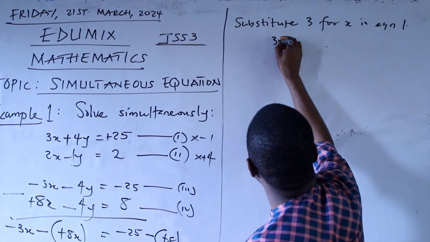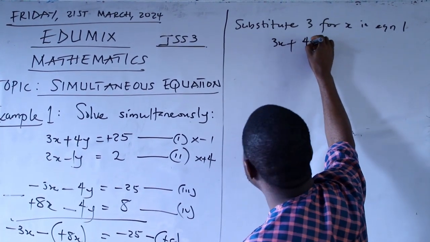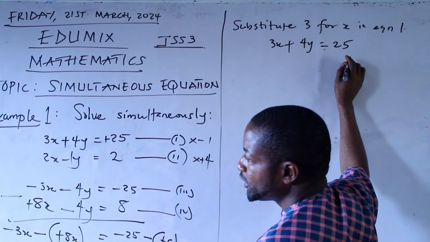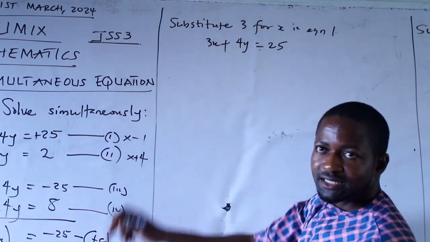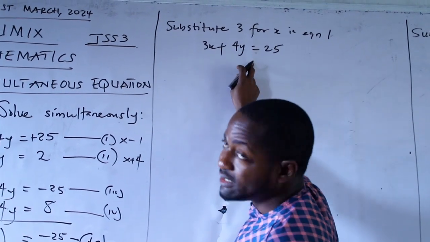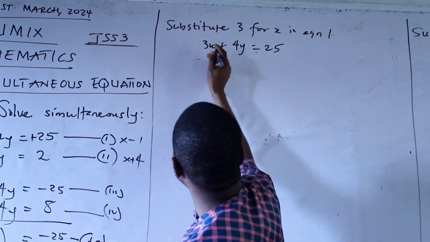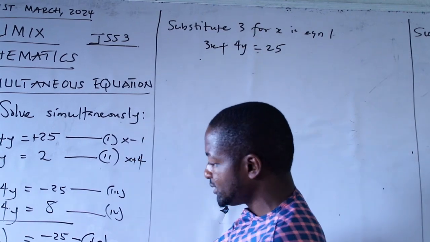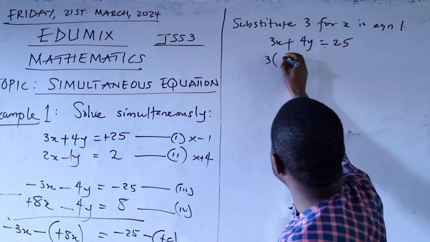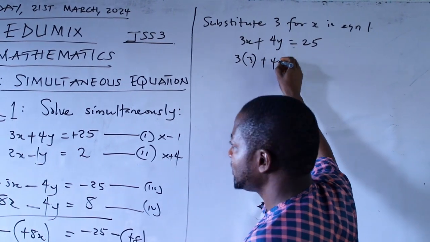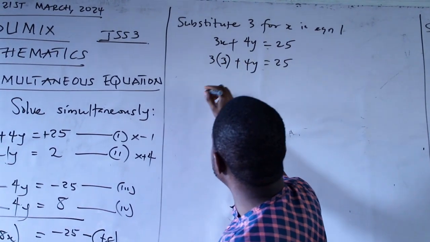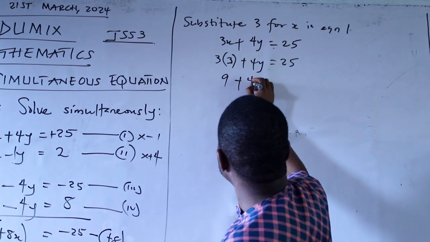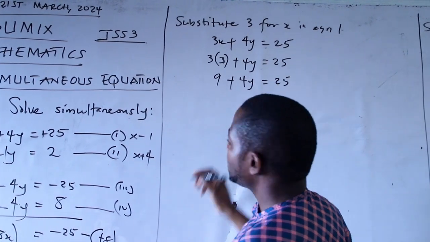Equation 1 is 3x plus 4y equals 25. So it means that anywhere I see x in equation 1, I'm going to write 3, so that I will be able to get the value of y. So 3x means 3 times x. Now x is 3. So I will say 3 into bracket 3 plus 4y is equal to 25. Now 3 into bracket 3 means 3 times 3. 3 times 3 gives me 9 plus 4y is equal to 25.